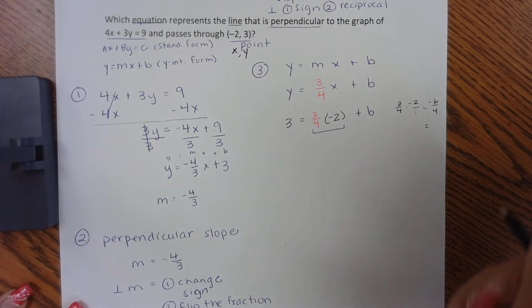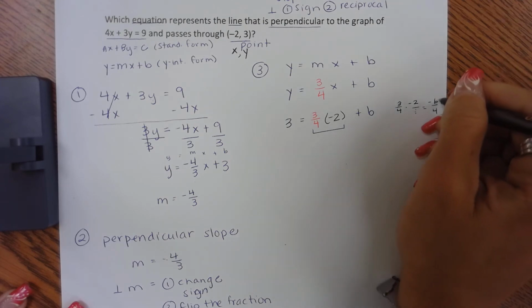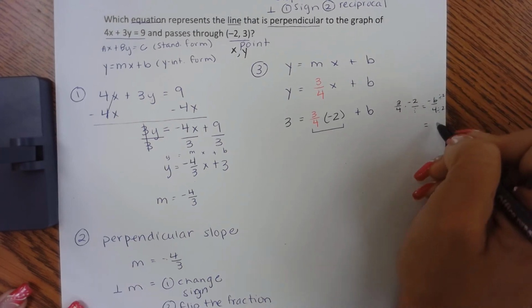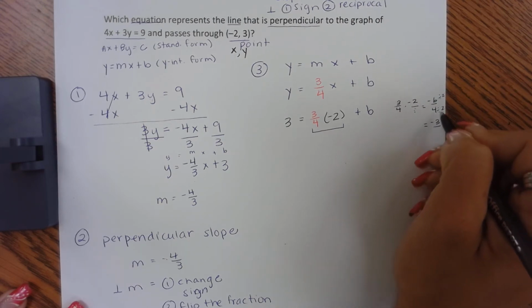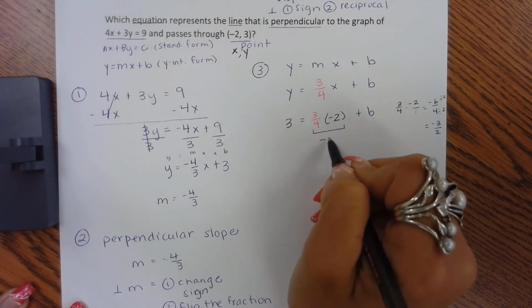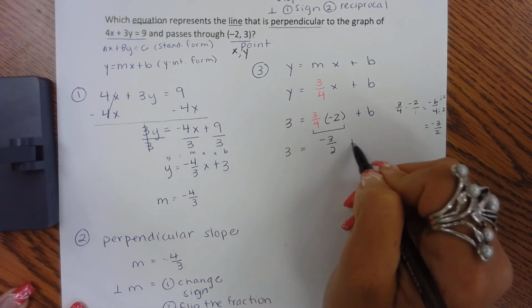And we can actually simplify this. 2 goes into both numbers, so we're going to divide the top and the bottom by 2. -6 divided by 2 is -3. 4 divided by 2 is 2. So right here we have -3/2. And we'll bring everything else down, plus b.